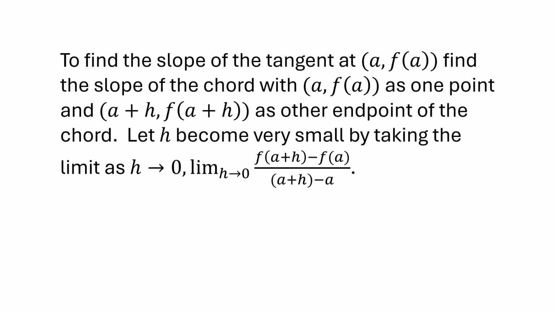To find the slope of the tangent at a, f of a, find the slope of the chord with a, f of a as one point and a plus an arbitrarily small h, f of a plus h, as the other endpoint of the chord, and then let h become very small by taking the limit as h approaches 0. So the tangent line slope is approximated with the limit as h approaches 0 of f of a plus h minus f of a over a plus h minus a.